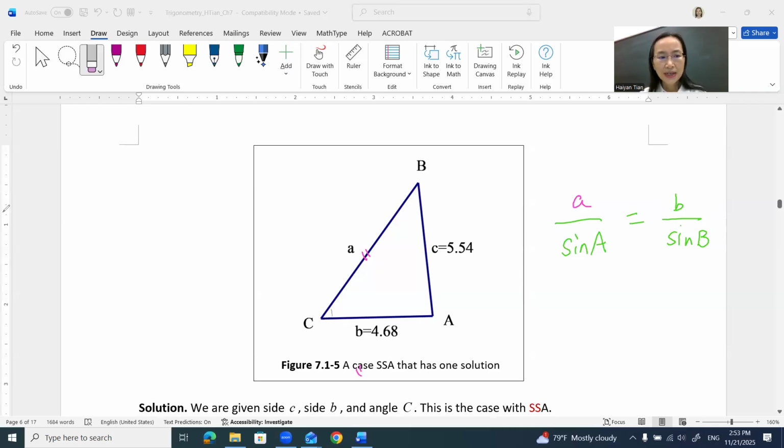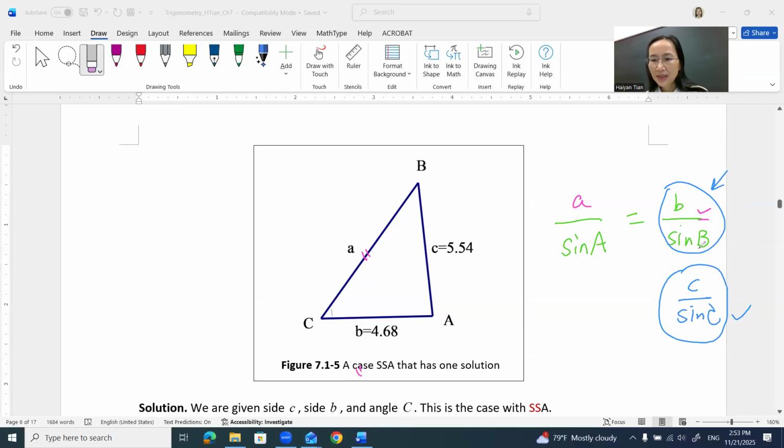So although we have options, I prefer to use C over sine C instead of this one. I want to use C over sine capital C. Why do I prefer this one? Because there's nothing wrong to use this first one. The reason is that B is given. You see, B is a given. But the capital B is something we found through our calculation, right?